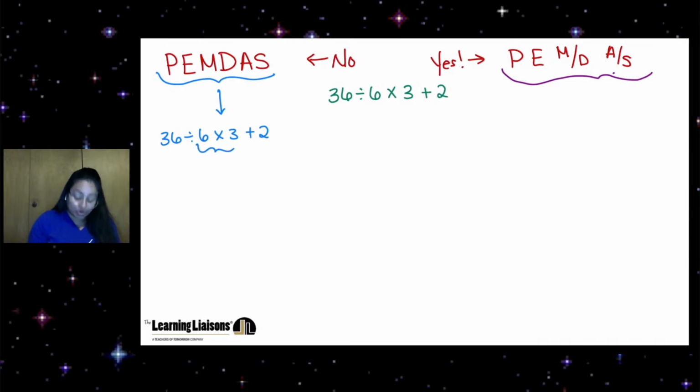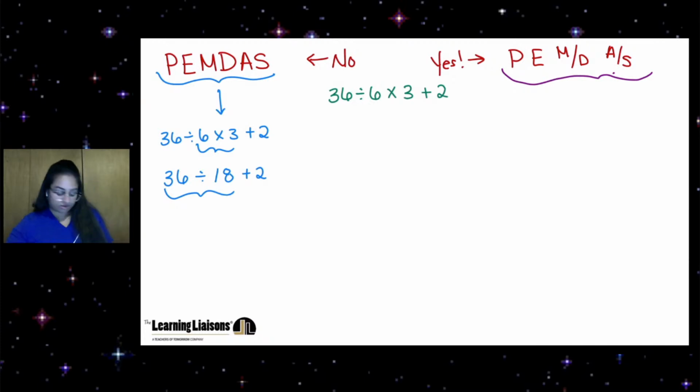It says to multiply first. I promise I'm going to do this. 36 divided by 6 times 3 is 18. Bring down the 2. Now it says 36 divided by 18. 36 divided by 18 is 2. Bring down the 2, and it's equal to 4. Okay, we have 4. Here's the moment of truth.